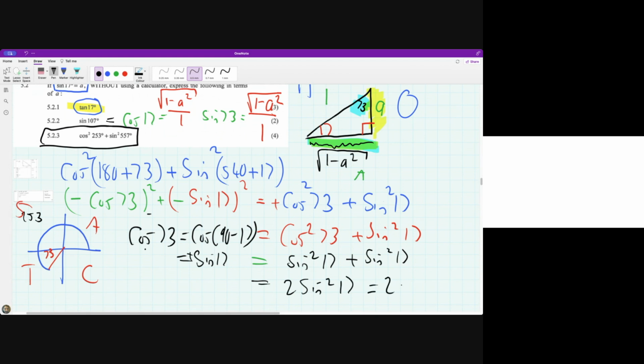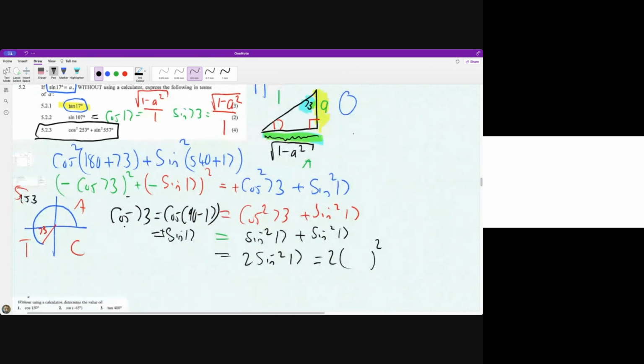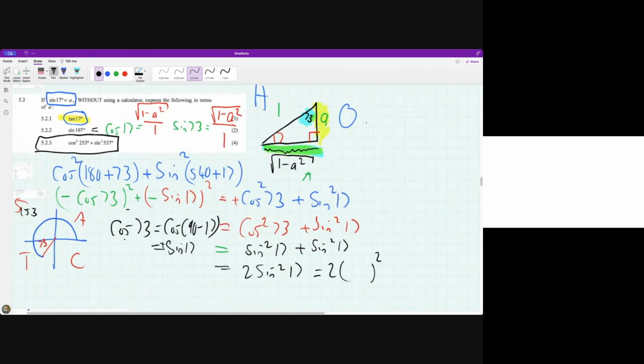And now all I want to do is get what is the sine of 17. And the sine of 17 would just be what this thing is over here. It would be A. So that's the O. And then H would be 1. So it's 2A squared.